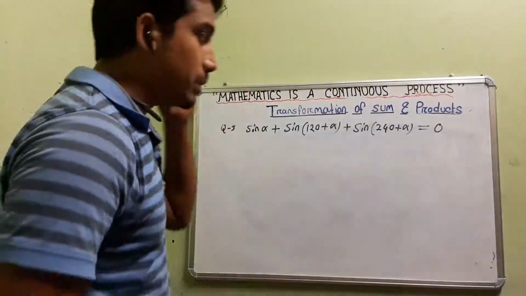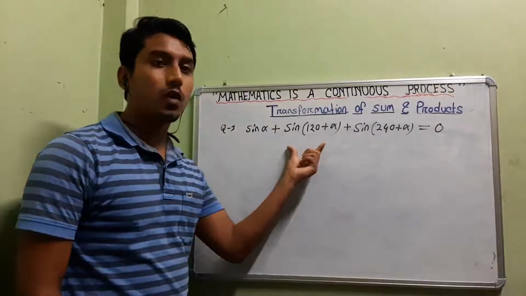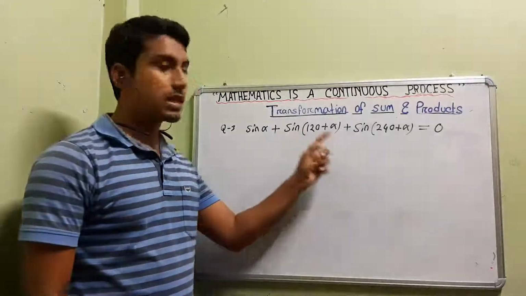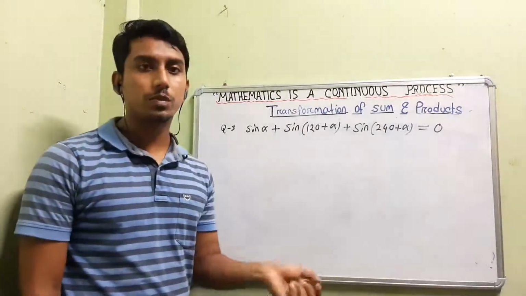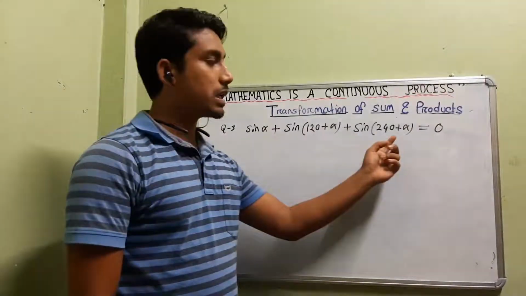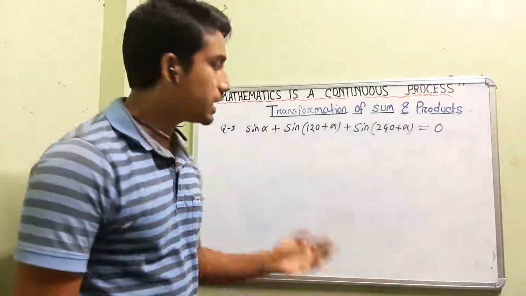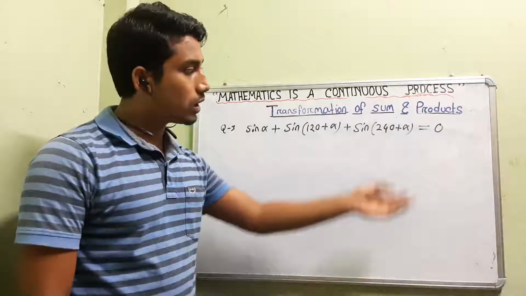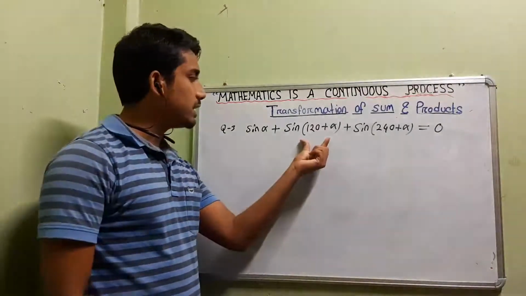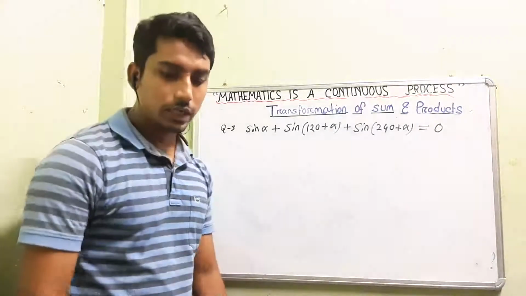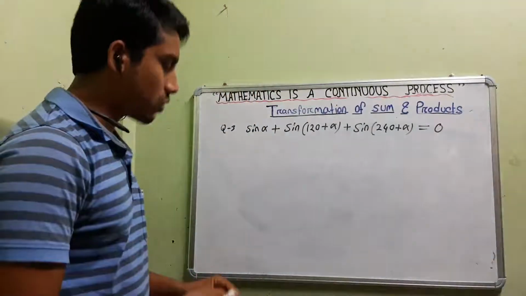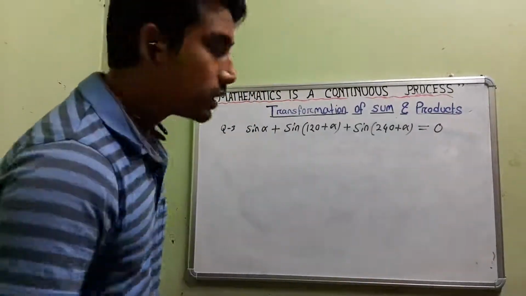This problem can be solved using the concept of compound angles as well. The sin (A plus B) formula, which I discussed in my last video, is sin A cos B plus cos A sin B. That can be used, or the formulas of this topic, sin C plus sin D. We can solve by both methods, so let us use the formula for this topic.